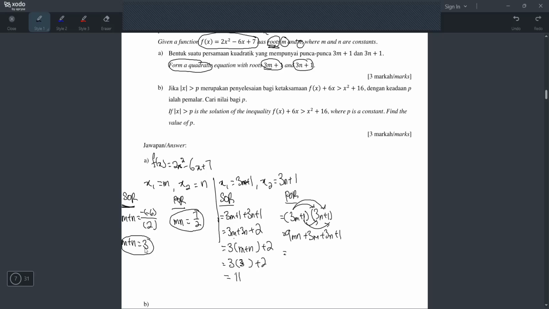And then don't forget, you can use these two information to help you. So 9 bracket mn, well, it's 7 over 2, just put it in, and then plus 3m plus 3n, it's same like just now. So you just factorize out the 3, and then it will be left with m plus n, and then just put in 3 plus 1 like this. And then you will press calculator to press all this, right?